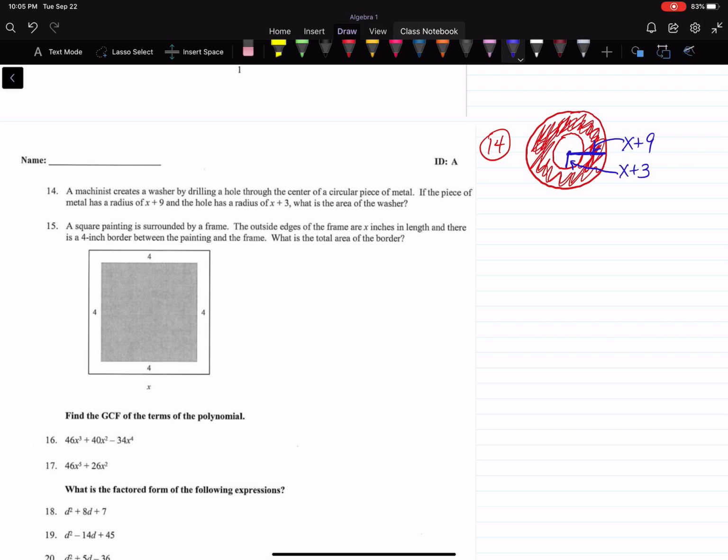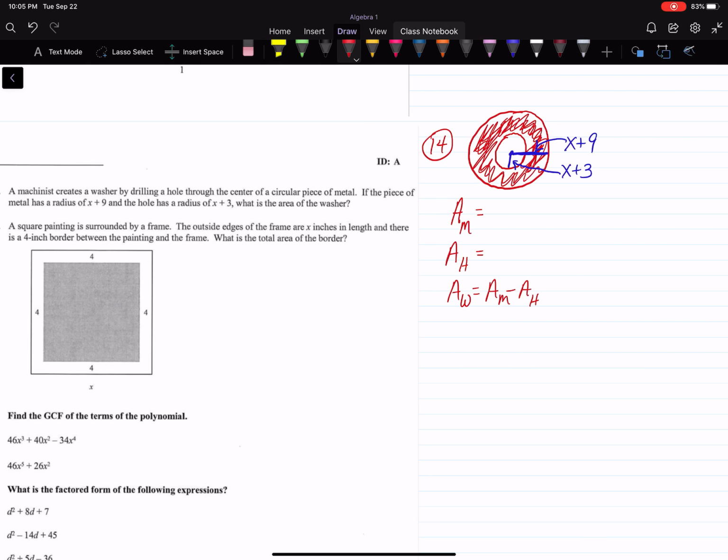So to find the area of the washer, we are going to find the area of the piece of metal and the area of the hole. And to find the area of the washer, we're going to say the area of the metal minus the area of the hole. First we have to find the area of the metal. So area of a circle is just pi times radius squared. So that's going to be pi times the radius of the metal, x plus 9, squared.